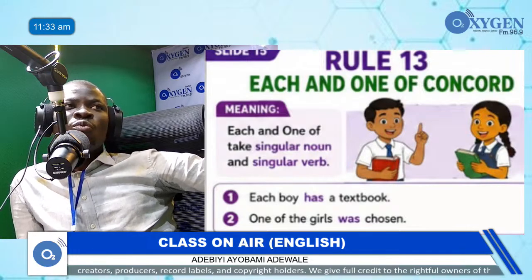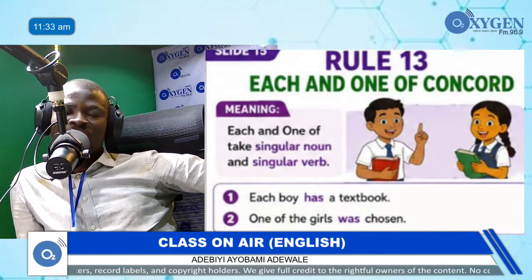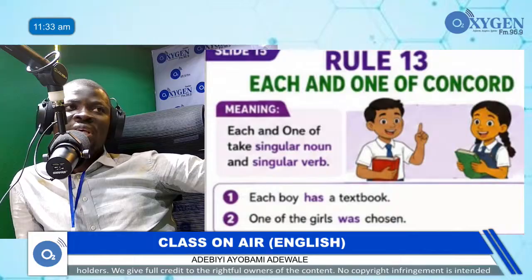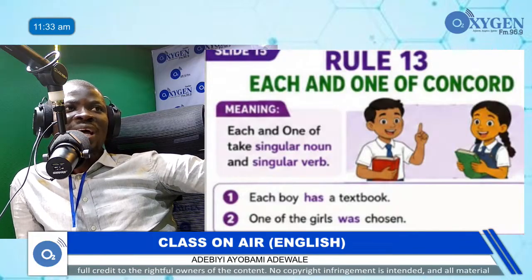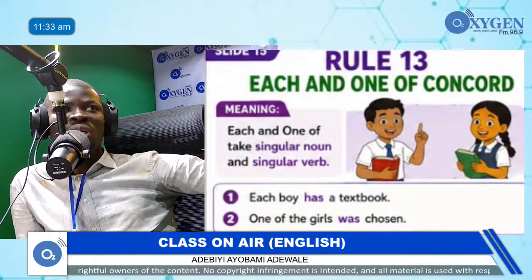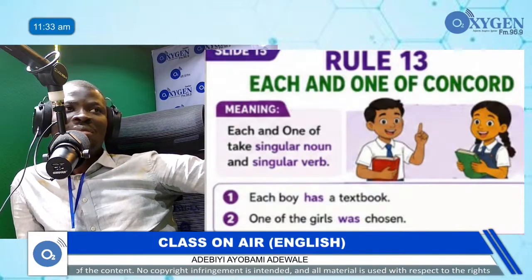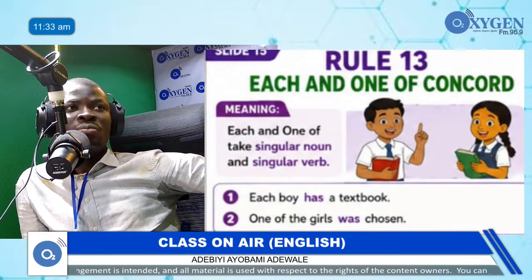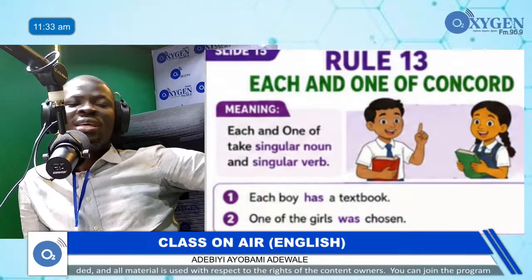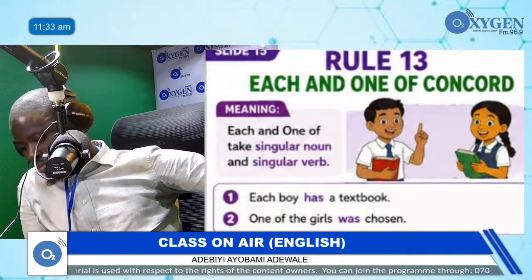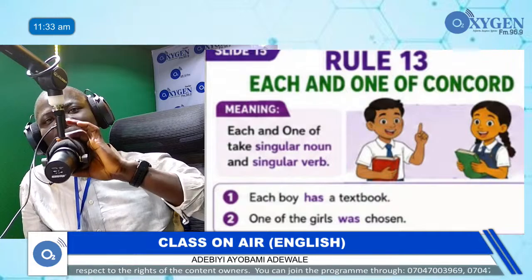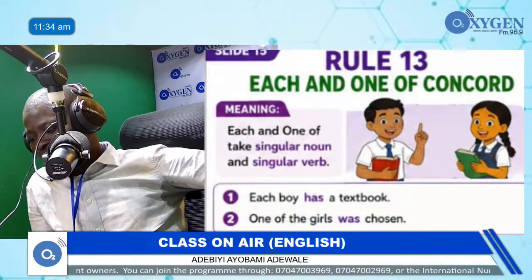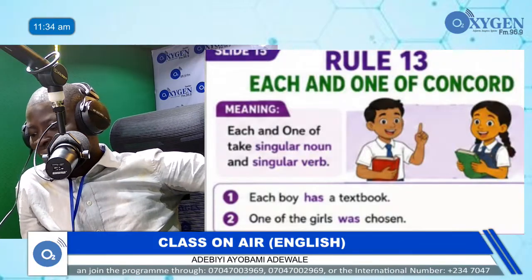So when we have one of, each of, let me read this out. When we have one of, each of, the rule says that the subject or the noun that comes thereafter must be in plural and must be followed by a singular verb. So that's the example there. However, it has an exception that speakers hardly take cognizance of. And what's that? When each comes after a plural subject, the verb agrees with the plural subject.